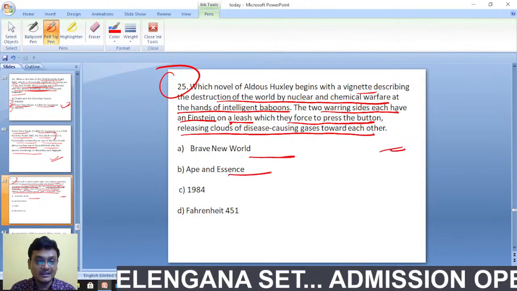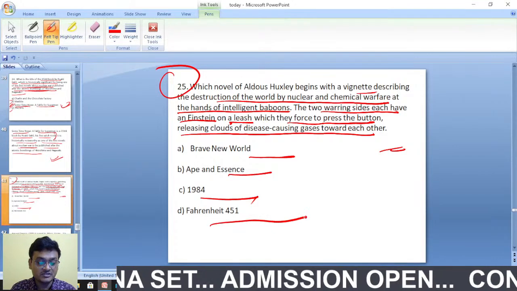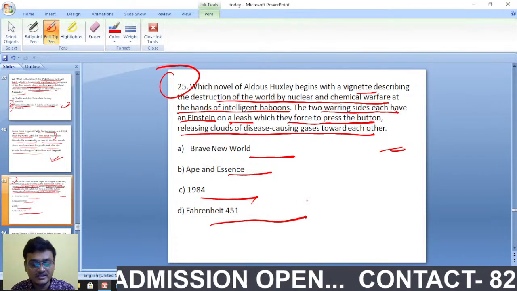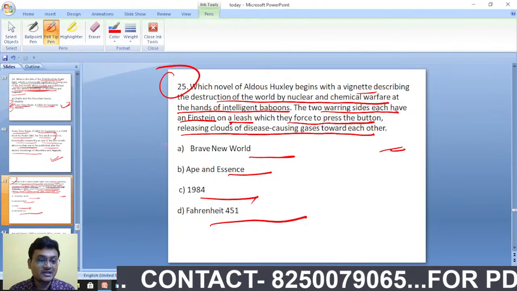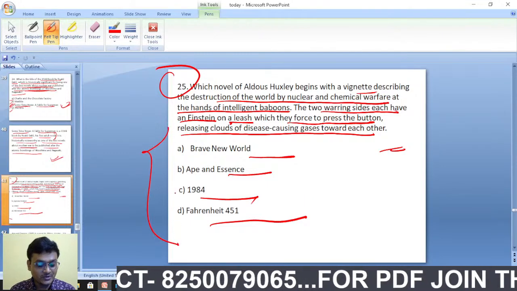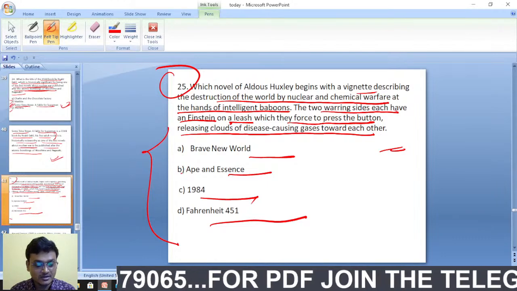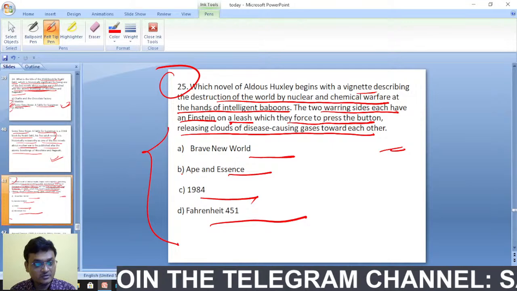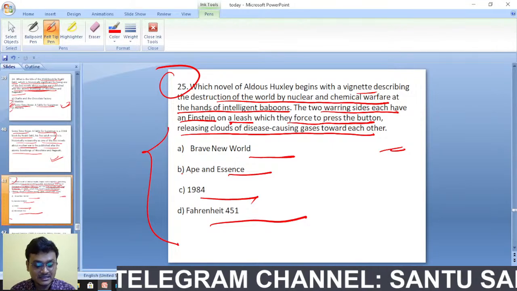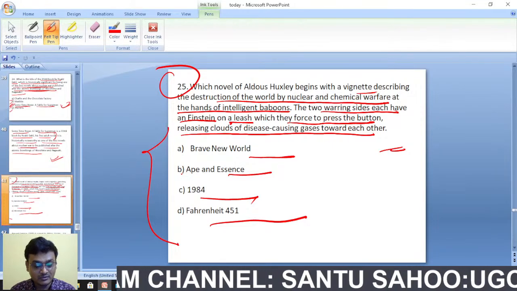Brave New World, Ape and Essence, 1984, Fahrenheit 451. Fantastic novels these are. These are all dystopian. No, I knew you would answer like this, Rodor. Fahrenheit 451 was not written by Aldous Huxley, and I knew that Godot would answer.